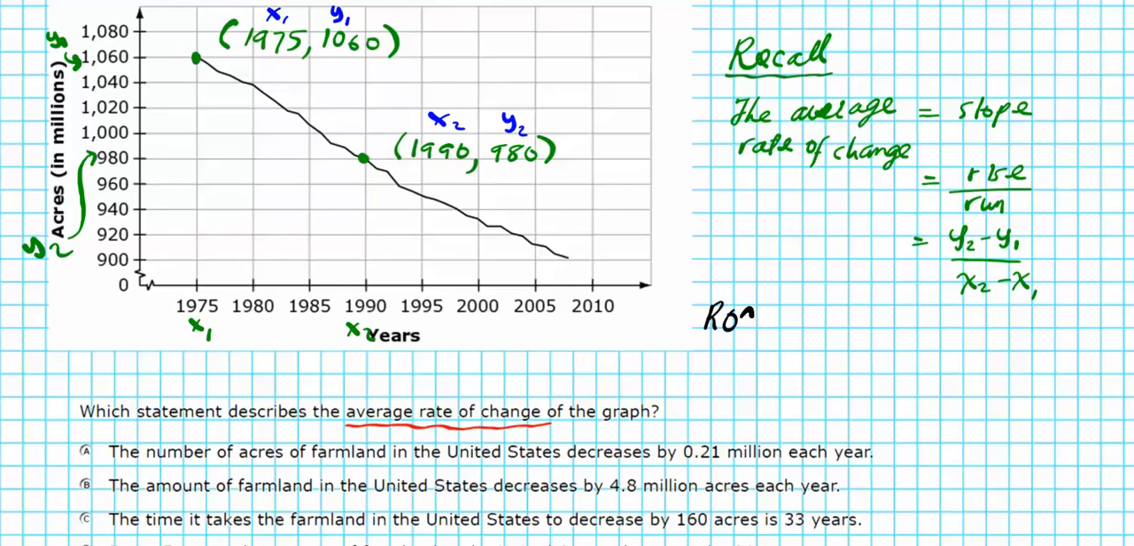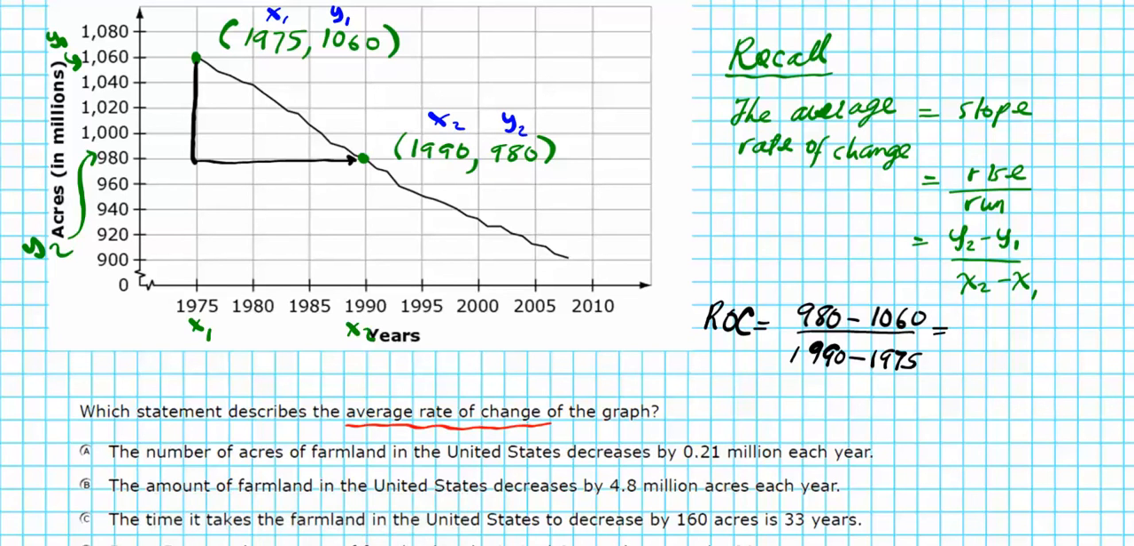Rate of change, which is equal to y2 minus y1. So y2 is 980 minus y1, which is 1060, divided by, so this is your rise. If you're drawing a slope triangle, we just calculated the rise. Now I want to calculate the run, which is x2, 1990, minus x1, 1975. So this is your run. Now one thing you notice about this data set is that your rise is negative because the line is decreasing from left to right. So we should expect a negative result.